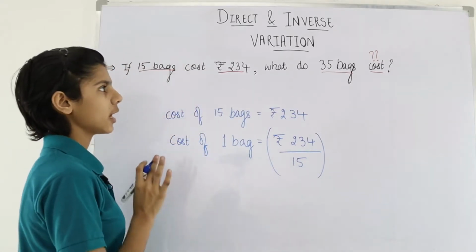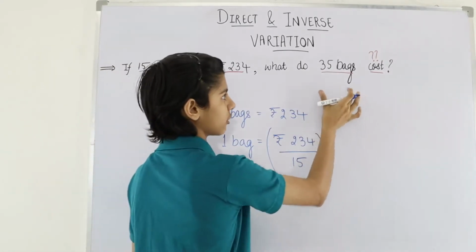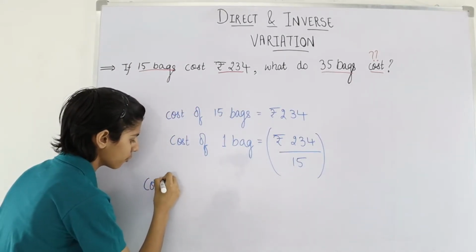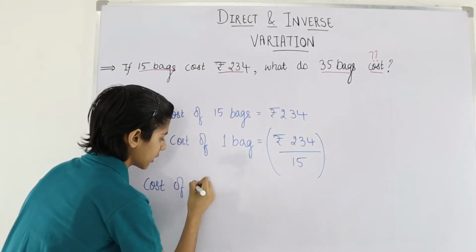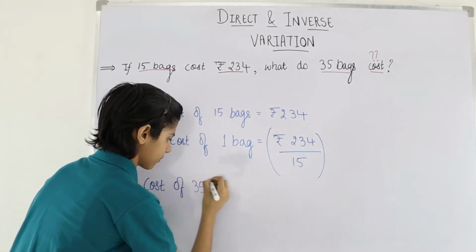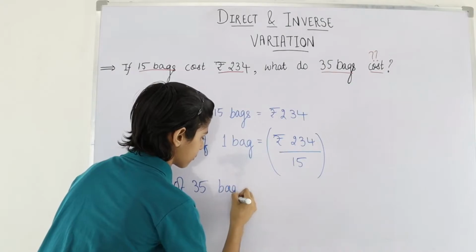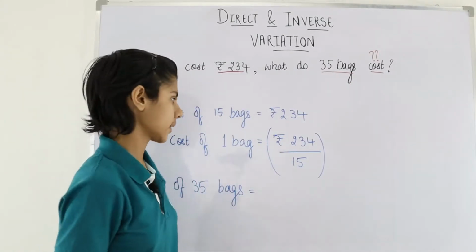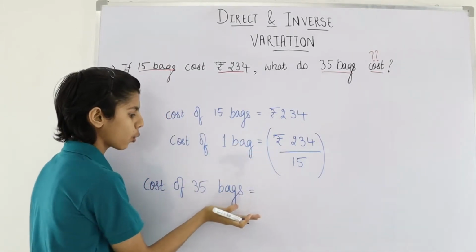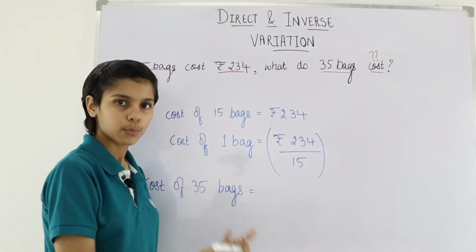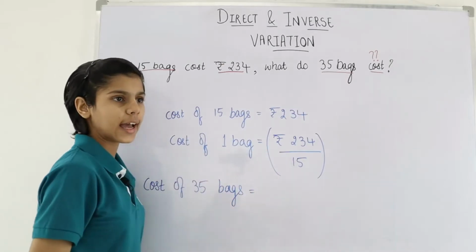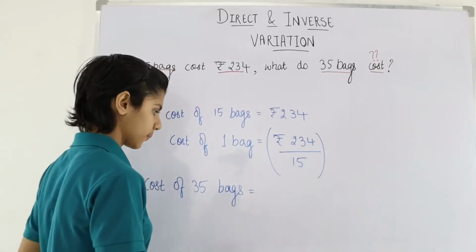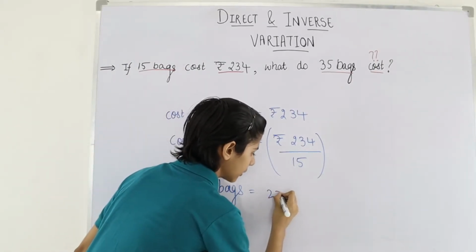So now what we are asked in the question, 35 bags. So we will write here cost of 35 bags. Now as it is obvious that as compared to one bag, cost of 35 bags will be more. So we will multiply. As if the result is coming more, we will multiply. I have told you earlier. So we will multiply it.